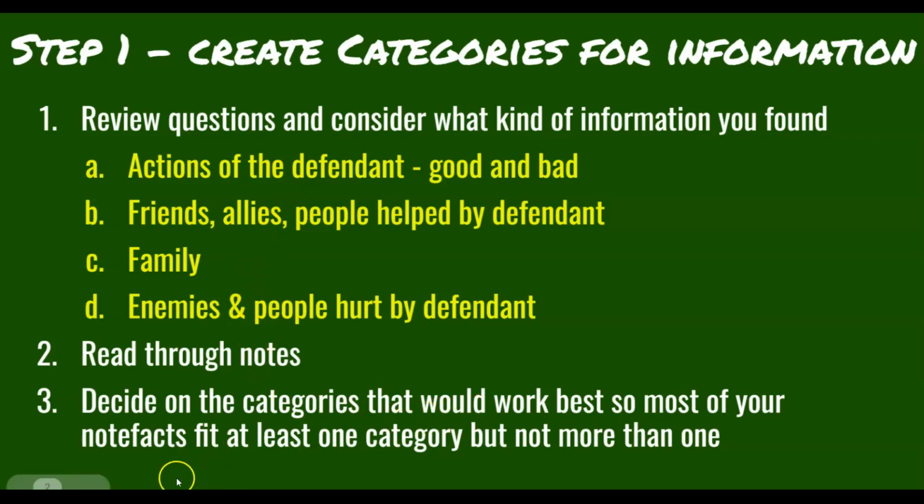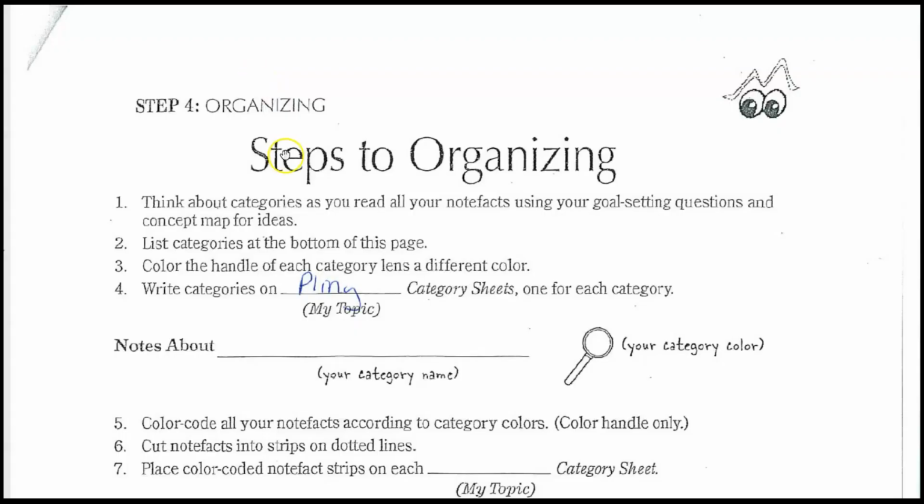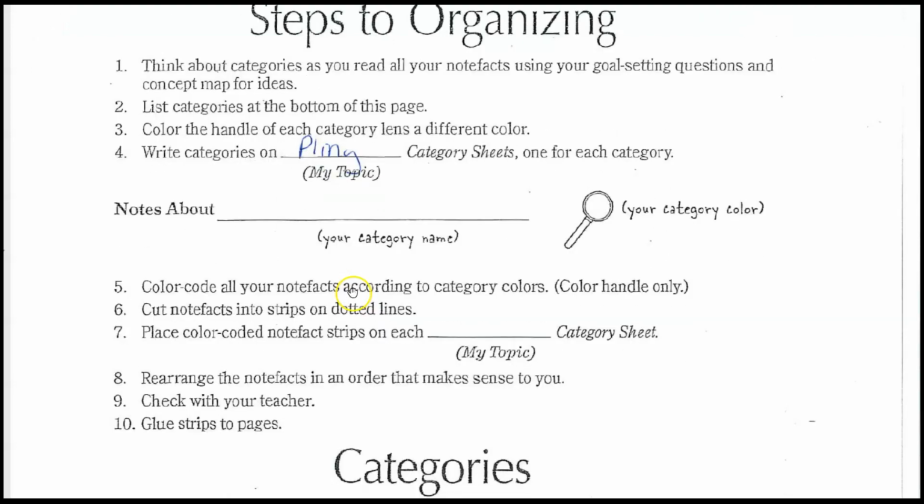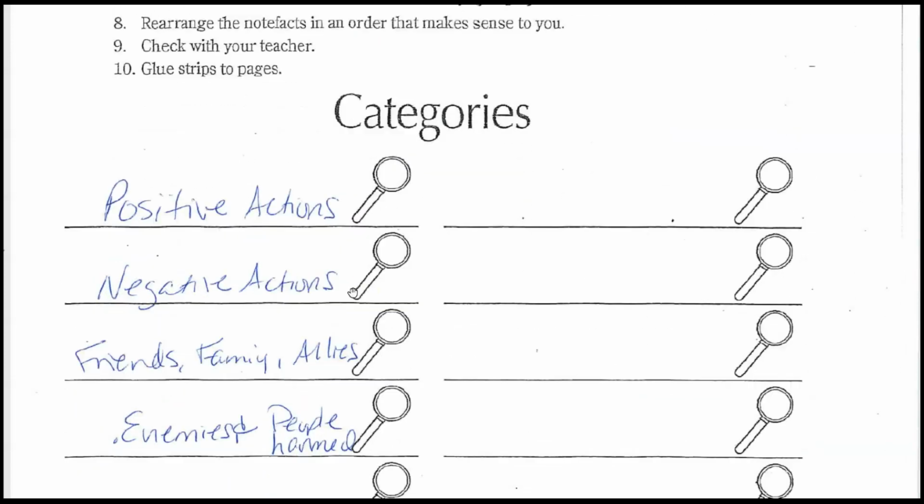And so then we're going to create category sheets. Okay, in your packet after the note fact sheet, you'll find this sheet. Step 4, organizing, steps to organizing. Okay, on the sheet, your topic is the person you're researching, right? Are you researching Hannibal or Julius Caesar or Attila the Hun? Who are you researching, okay? And then you're going to scroll down here and you're going to see room for 4 categories. Ideally, you would have 3 and maybe kind of a miscellaneous category. But if you need to, you can do 4 categories, right?